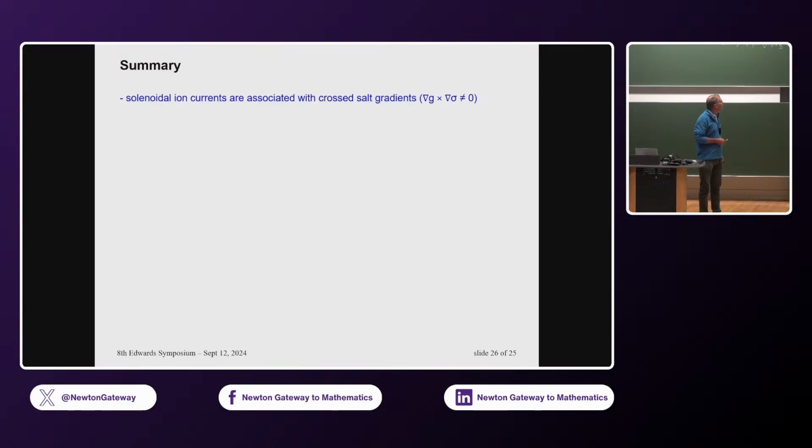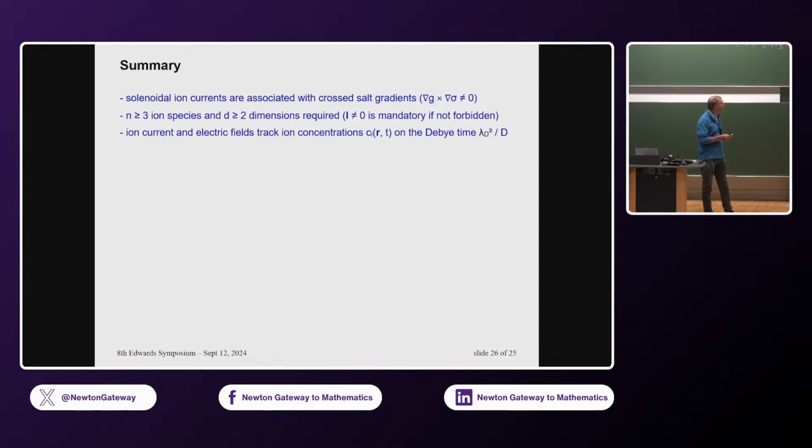Okay, good. So wherever you've got cross salt gradients in the Nernst-Planck equations in the book, you will get these ion currents, and they're solenoidal, they're circulating. So if there are 3 or more ion species and 2 or more dimensions, and I like this, Howley's phrase, I think, is if it's not forbidden, it's mandatory. In other words, unless there's a strict reason for the ion current to vanish, there will be an ion current.